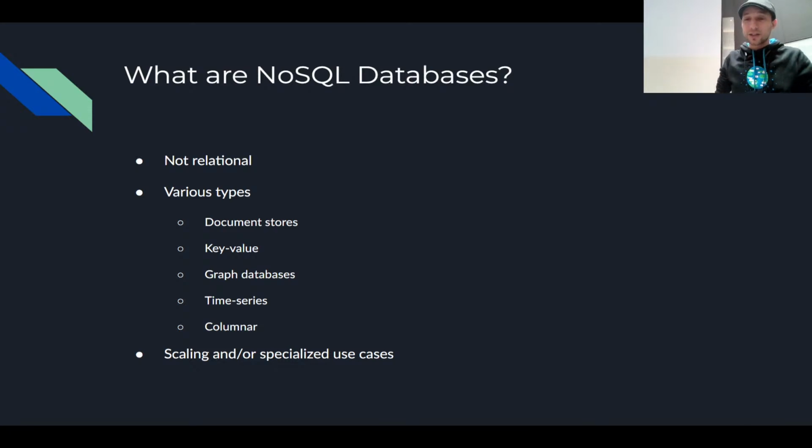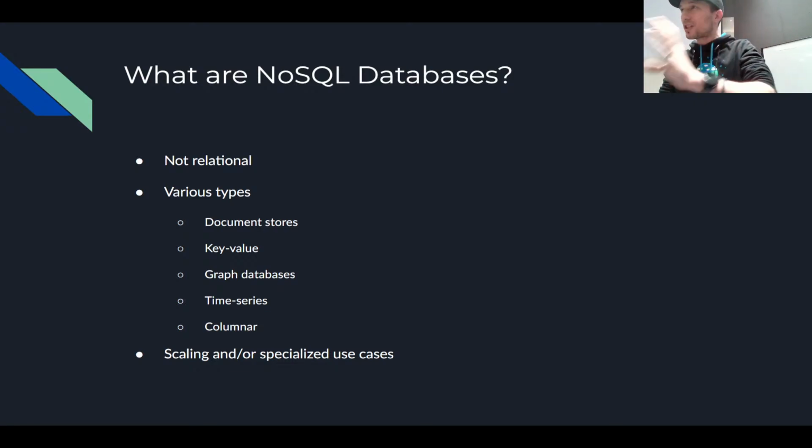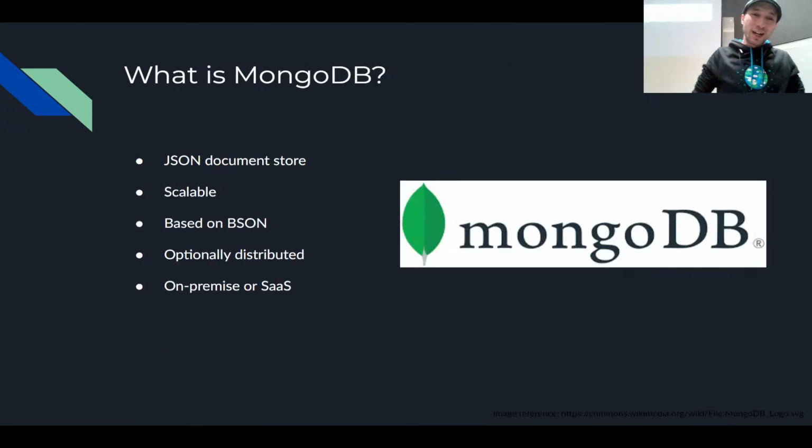Cool. All right, so we're not going to spend too much time on all the theory, okay? But getting into what is MongoDB. It is a JSON document store. Out of all that list, it's the document one, okay?